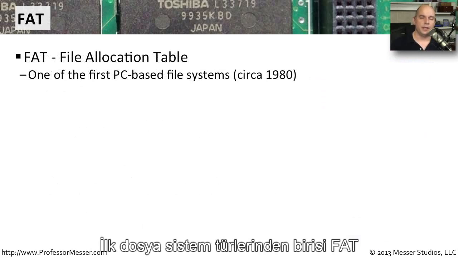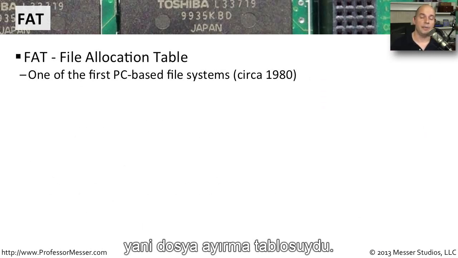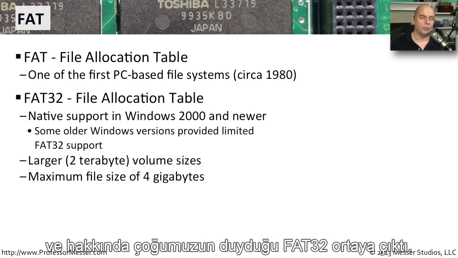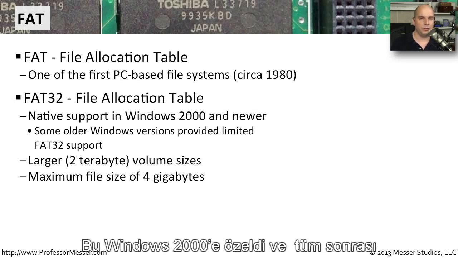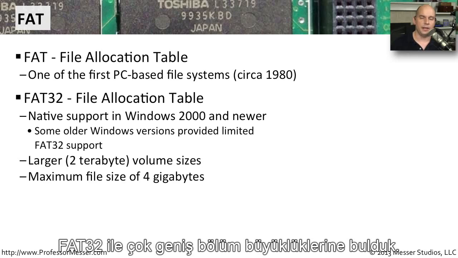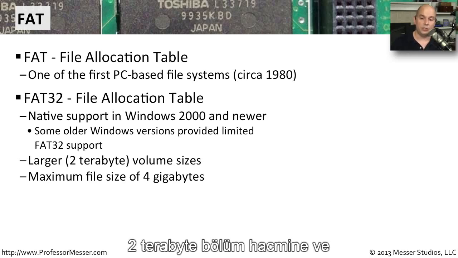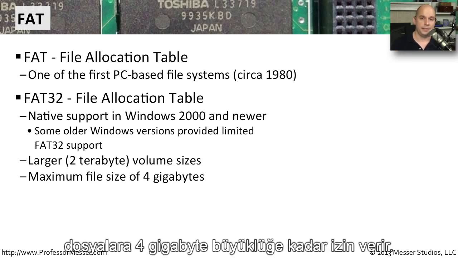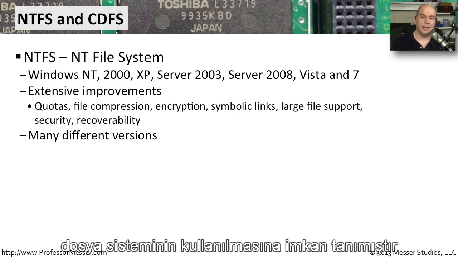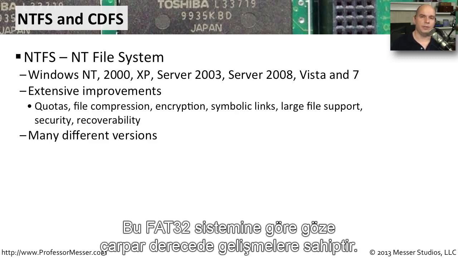One of the very first file system types on PCs was the file allocation table, the FAT file system type. This file system type has been updated through the years, and the one we commonly hear about is one called FAT32. This was something that was native to Windows 2000 and all later Windows versions. You can even find very large volume sizes with FAT32. This allowed you to have up to 2 terabyte volume sizes, and you could have files that maxed out at about 4 gigabytes in size. Since Windows NT, Microsoft has allowed us to use the NTFS file system type for our drives. These have amazing improvements in there compared to the FAT32 days.